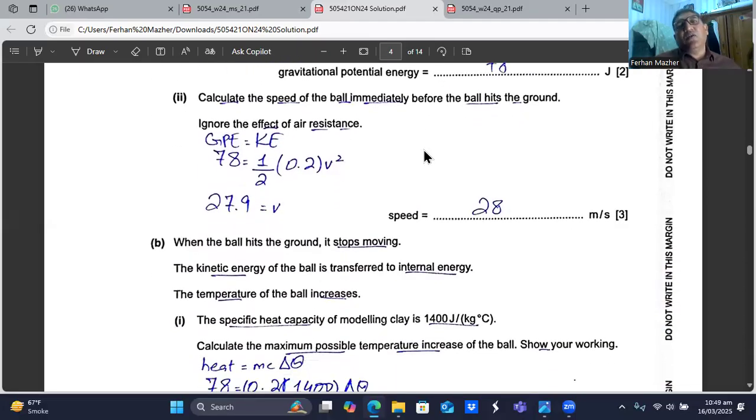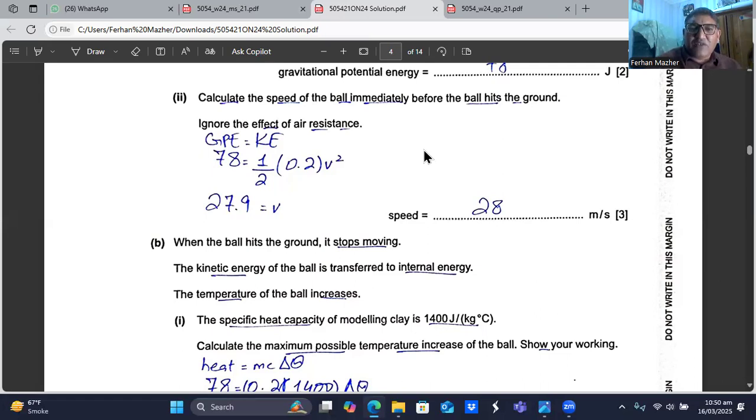Calculate the speed of the ball immediately before the ball hits the ground. You see, when you are coming from the top to the lower level, the loss in the gravitational potential energy will be equal to the gain in the kinetic energy. The loss in the potential energy will be 78 joules, which we just calculated. That whole energy will be converted into kinetic energy. So when it's about to hit the ground, the kinetic energy will be 1 by 2 mv square. We know the mass. We know that it will be equal to 78 joules.